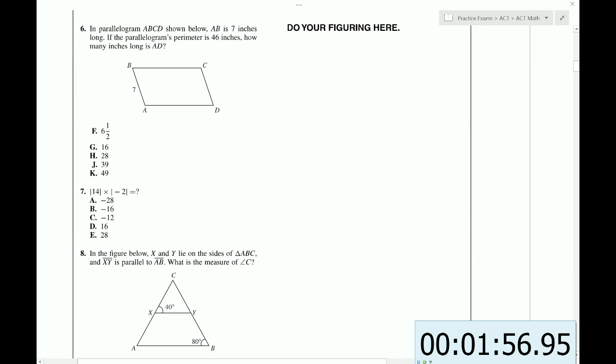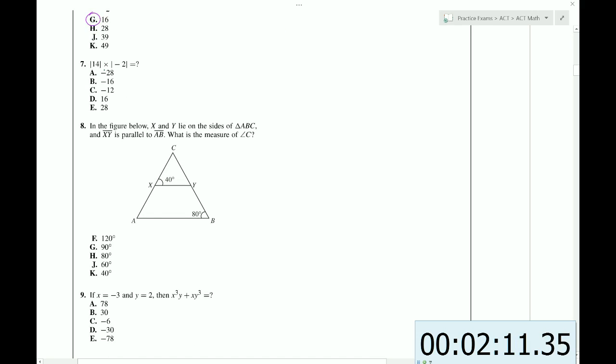Okay, AB is 7. The perimeter is 46. So right away, I've got these two sides adding to 14. If I subtract that away, I get 32 to split between the other two sides. So they must be 16 apiece. This is 28, because negative 2's absolute value is 2.